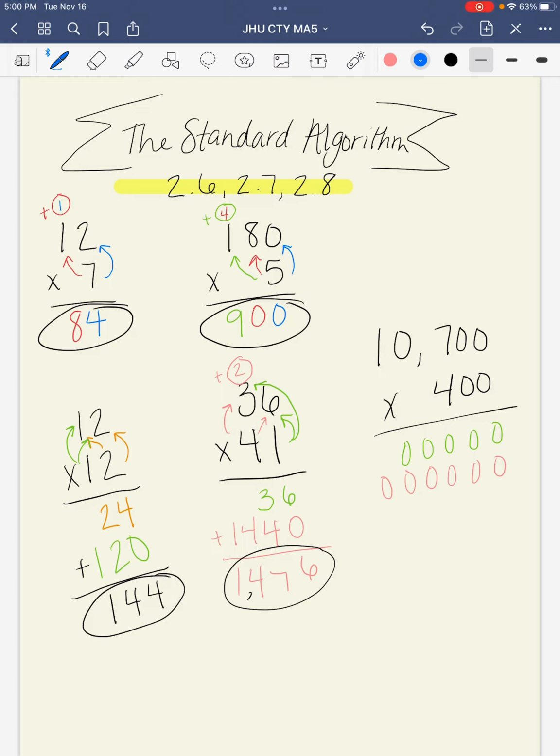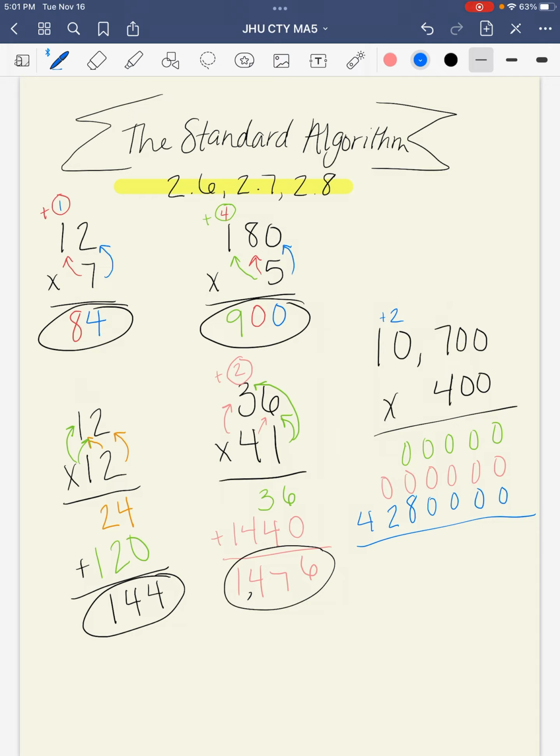But remember, I'm in the hundreds place, so I actually need 2 placeholders because I'm done with the tens and the ones place. 4 times 0 is 0, 4 times 0 is 0, 4 times 7 is 28. Carry that 2. 4 times 0, remember that gets added. 4 times 0 is 0, plus 2 is 2. And then last but not least, 4 times 1 is 4.